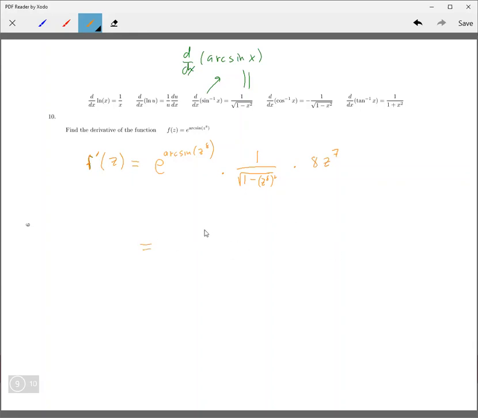Okay, so let me rewrite this in an organized way. I'll lead off with 8 z to the 7th, and then e to the arc sine of z to the 8th. And then the denominator will be the square root of 1 minus z to the 16th. Okay, z to the 8th squared is z to the 16th.